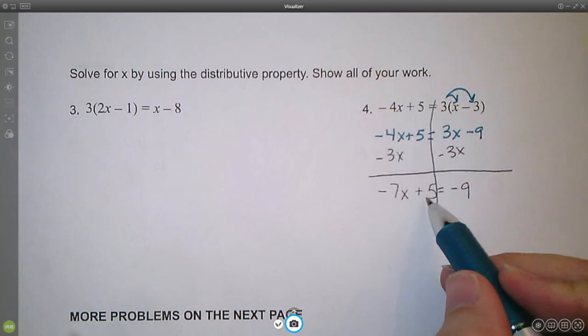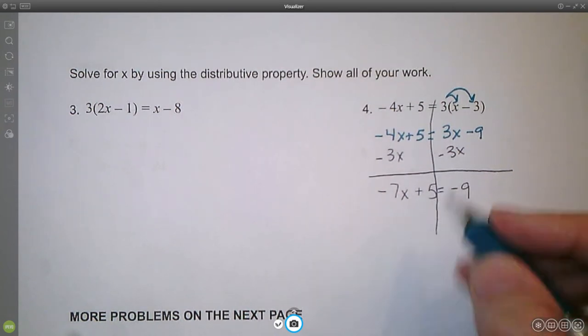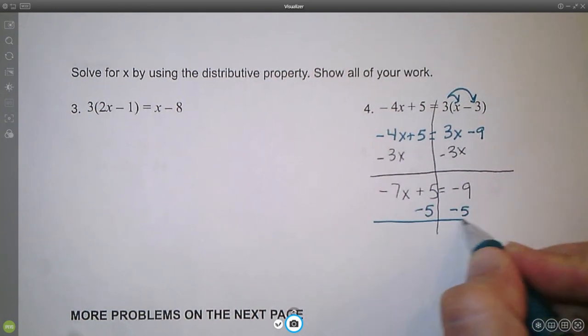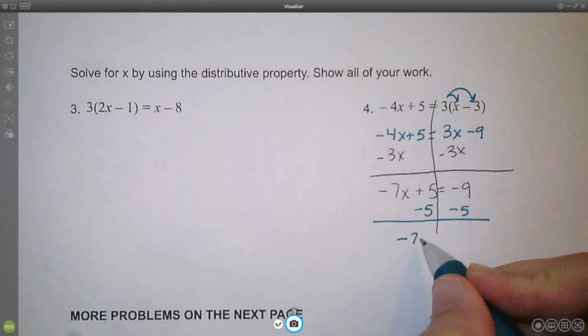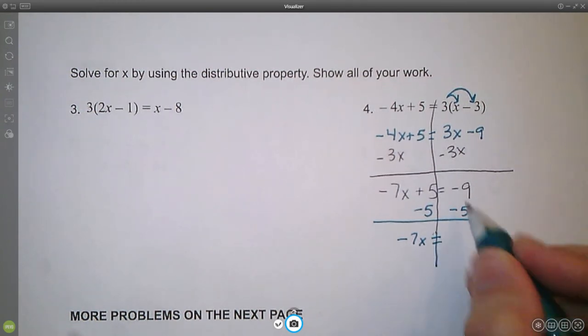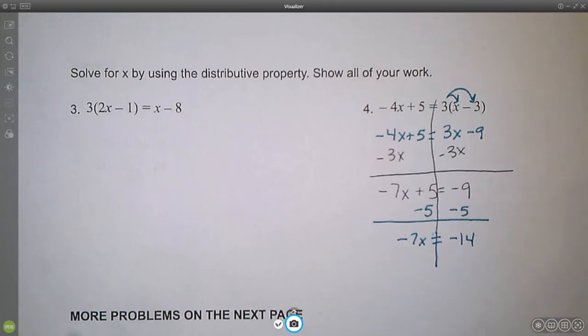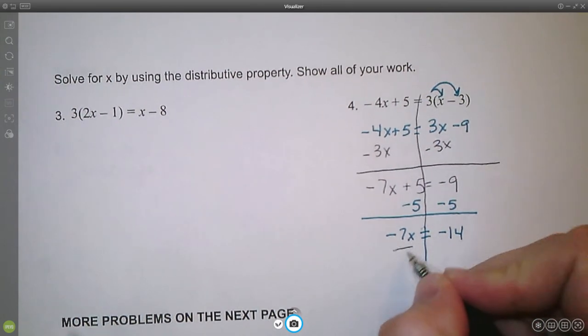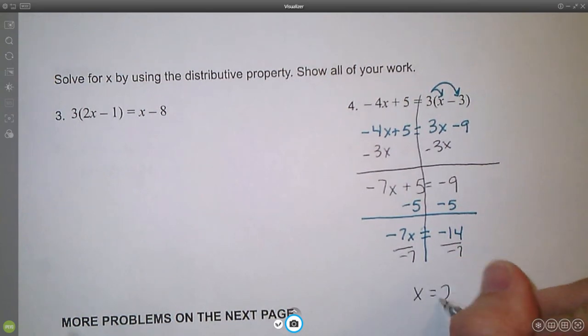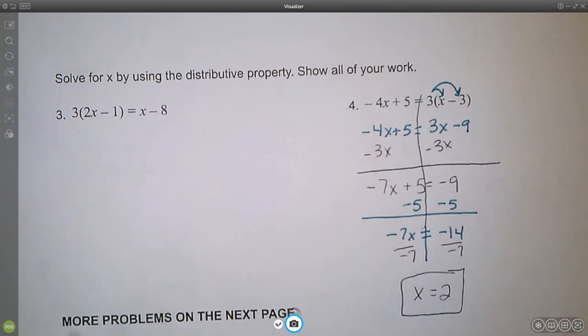Okay, then this says plus 5. So to get rid of this plus 5, we're going to subtract 5. So minus 5, minus 5. And we get negative 7x equals negative 14. Last step, divide both sides by negative 7. We get x equals 2. All right, moving on.